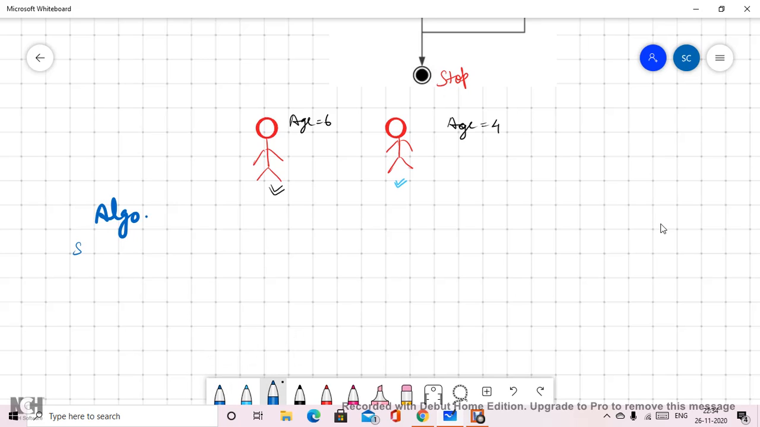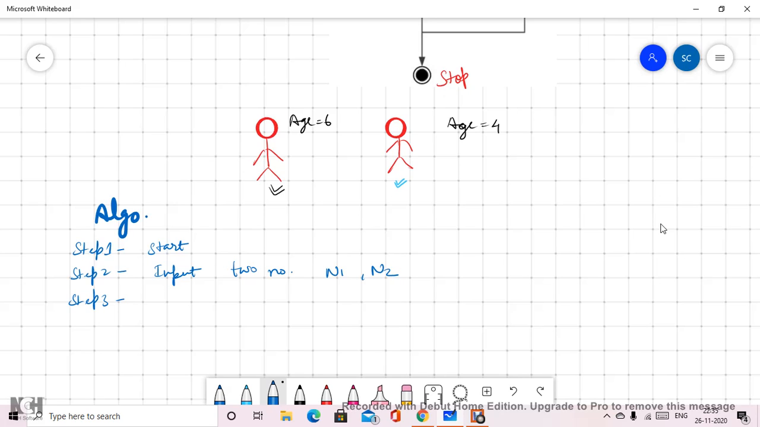As you know, step 1 will be start, then step 2 will be input, and here we are talking about input to numbers like n1 and n2, and these numbers are representing the age. And then we have step 3, which is now we have to make a decision.